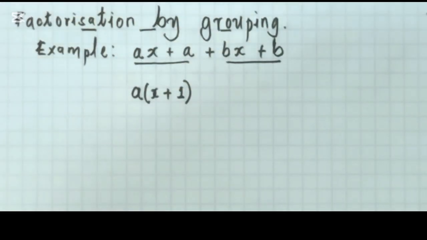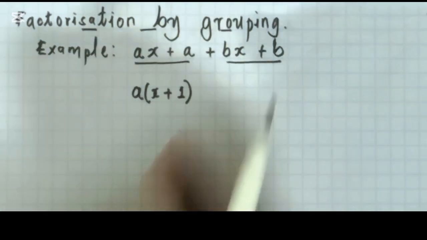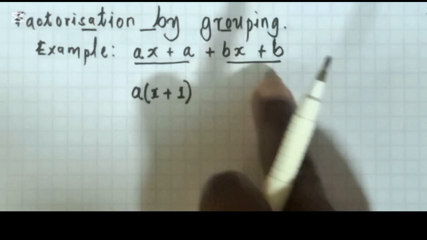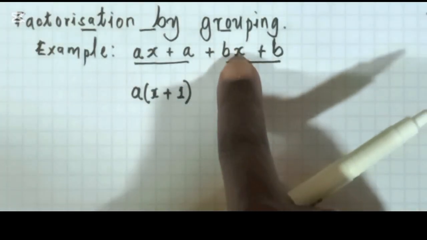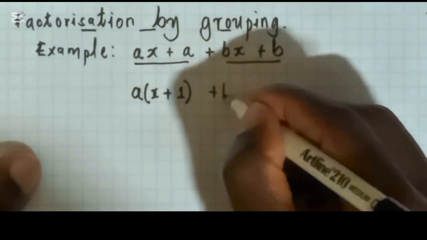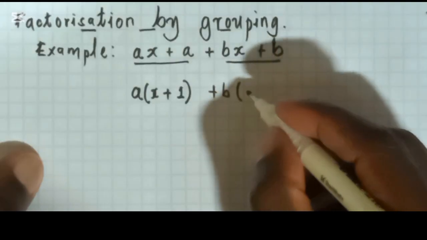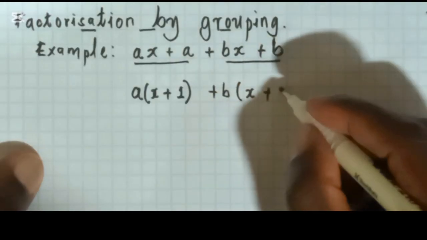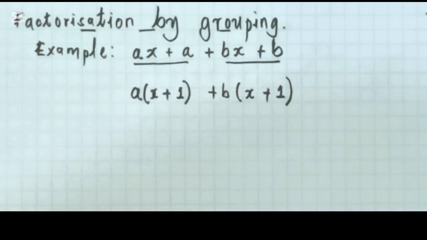Now, we're going to go to the second pair of our algebraic expression, and again factorize the common factor, which in this case will be b. B is in bx, b is also in b. So we factor that b out, and note we're going to have bx divided by b giving us x, and b divided by b giving us 1. Good. So we've already factorized both pairs of the algebraic expression.